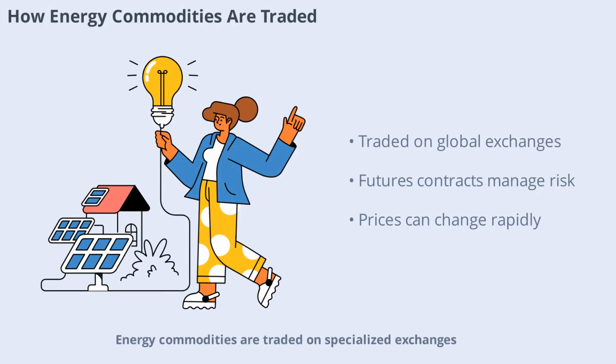Energy commodities are traded on specialized exchanges, such as the New York Mercantile Exchange (NYMEX) and the Intercontinental Exchange (ICE). Traders buy and sell contracts for future delivery, which helps producers and consumers manage price risks.